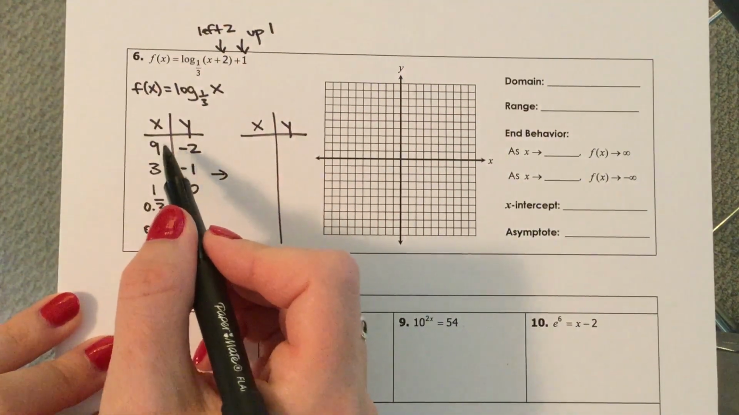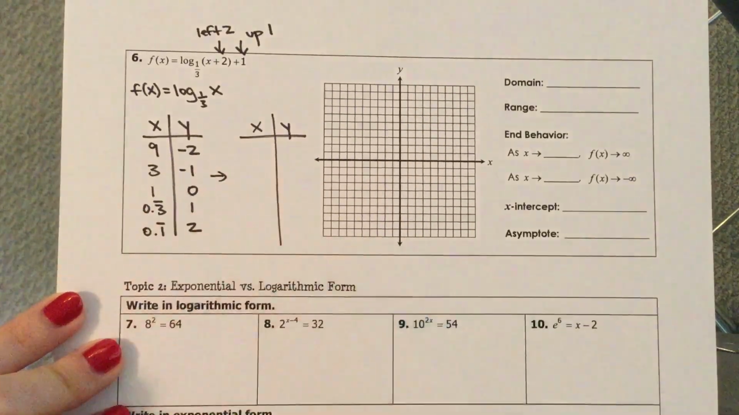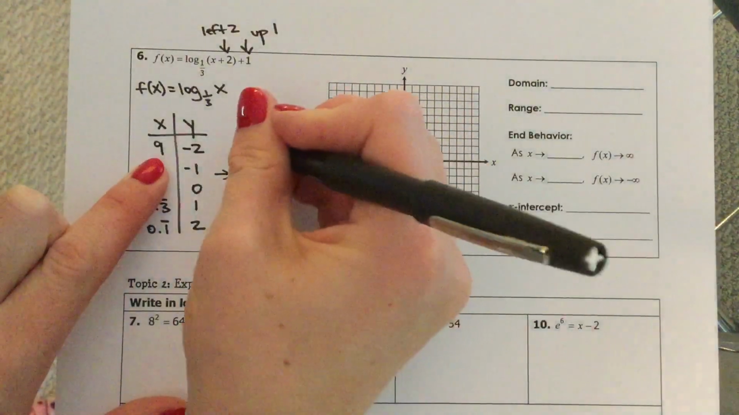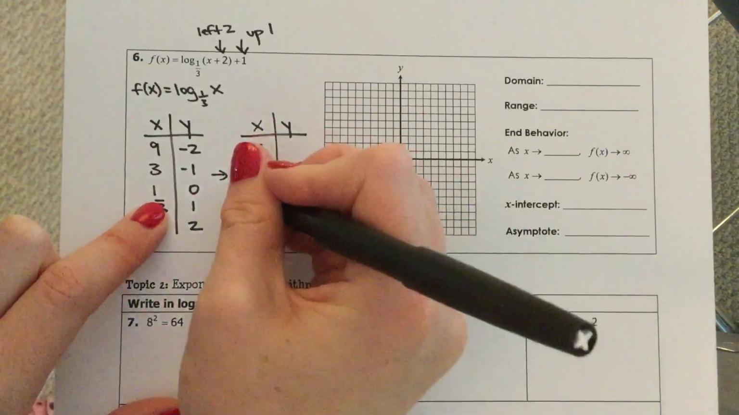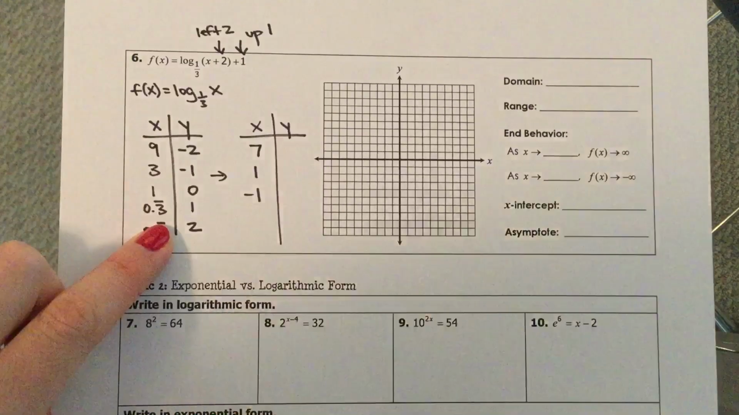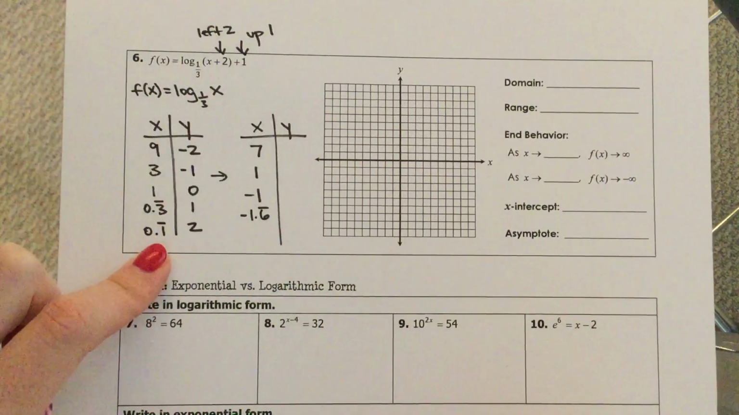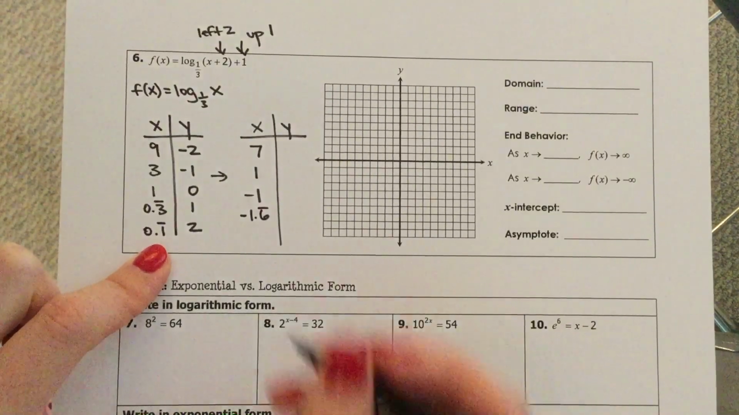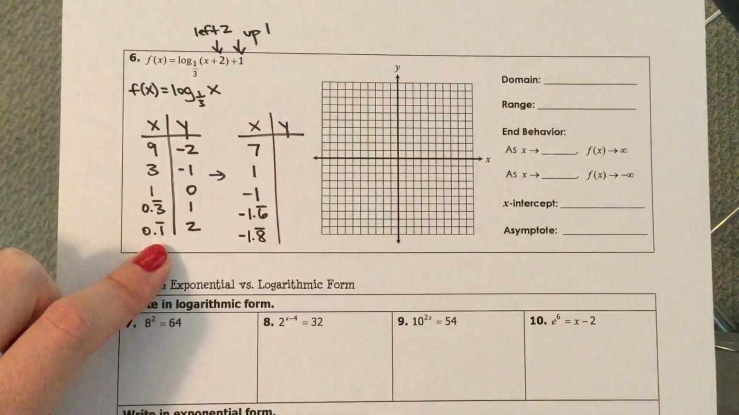Taking all of these values to the left 2 units means subtracting 2 from all the x values. So 9 minus 2, 3 minus 2, 1 minus 2. 0.3 repeating minus 2, you end up with negative 1.6 repeating. And 0.1 repeating minus 2, you end up with negative 1.8 repeating.